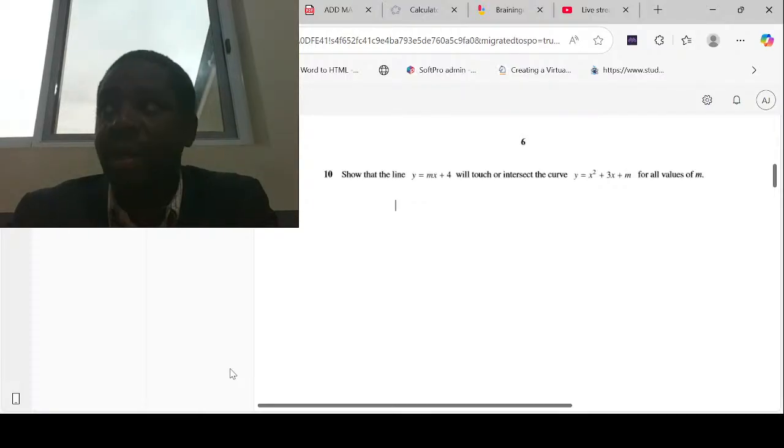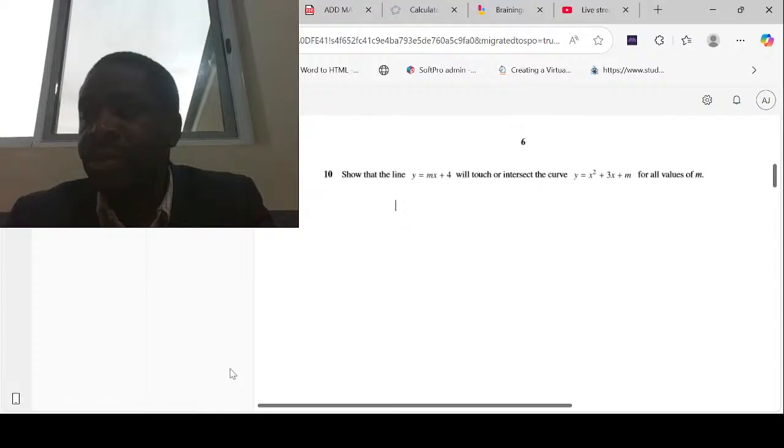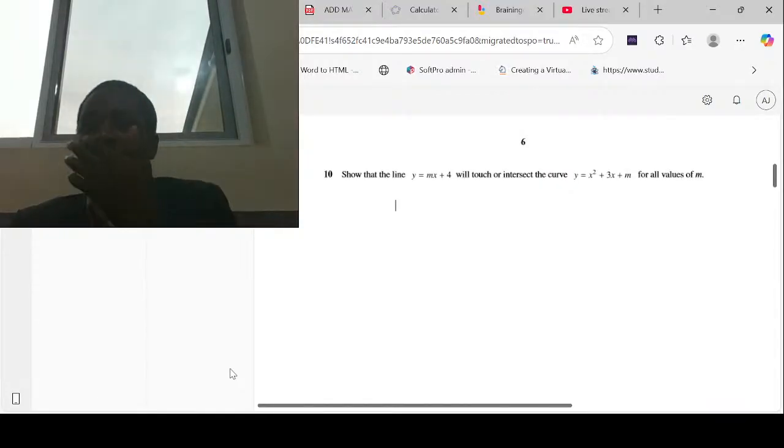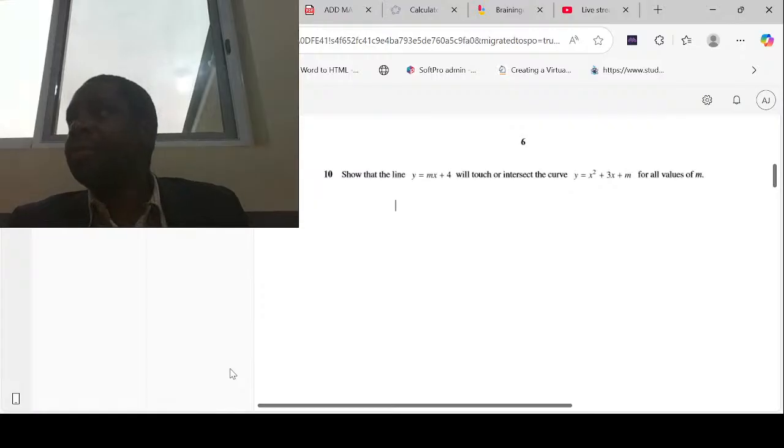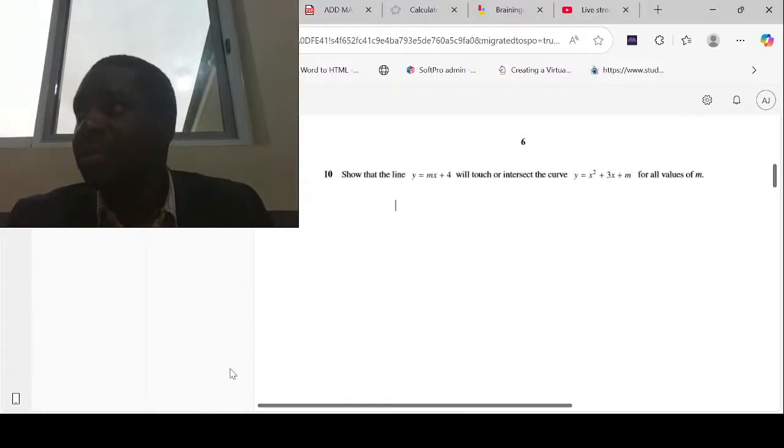Show that the line y equals mx plus 4 shall intersect the curve y equals x squared plus 3x plus m. The network, don't worry, it's going to be okay.